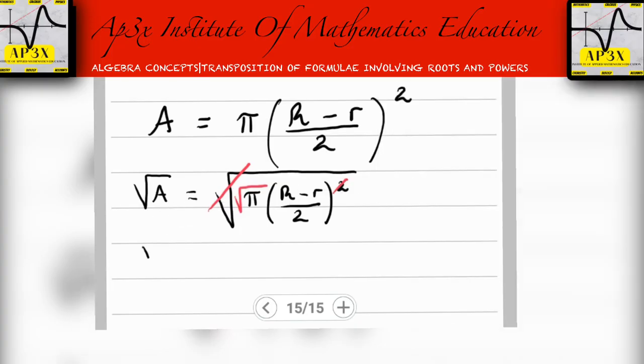So therefore you end up with the square root of A is equal to the square root of pi, open bracket, big R minus small r over 2. Now if you're not able to get to that section, whatever you've done is going to be incorrect, because that square root of pi here is the key.